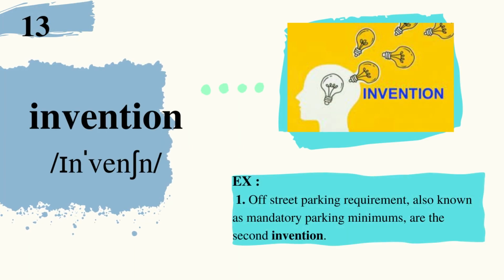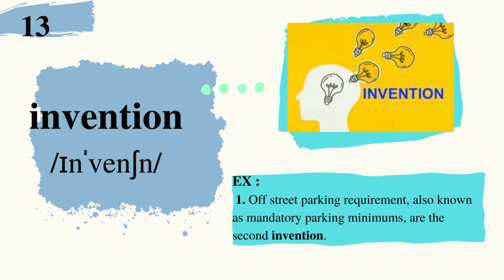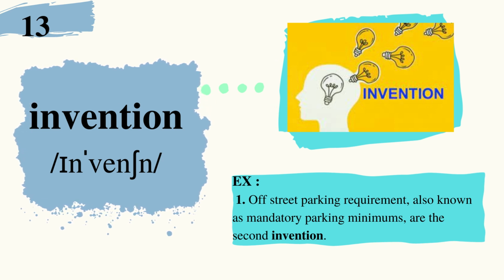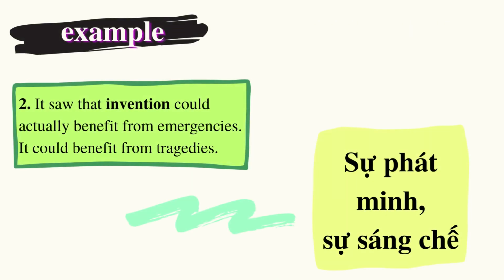13. Invention. Invention. Example. Off-street parking requirements, also known as mandatory parking minimums, are the second invention. It saw that invention could actually benefit from emergencies. It could benefit from tragedies.